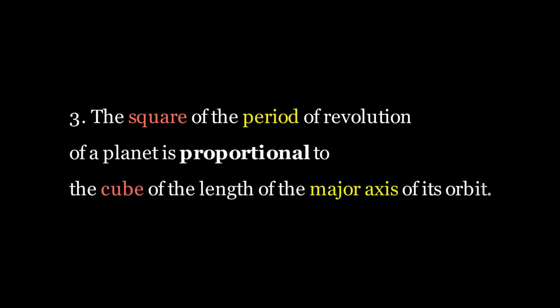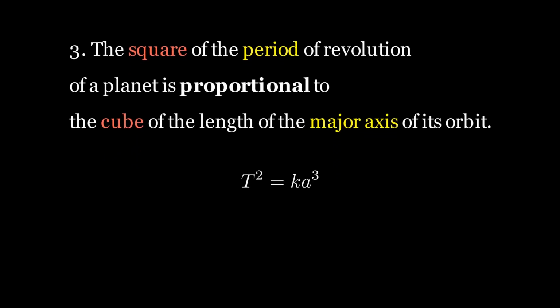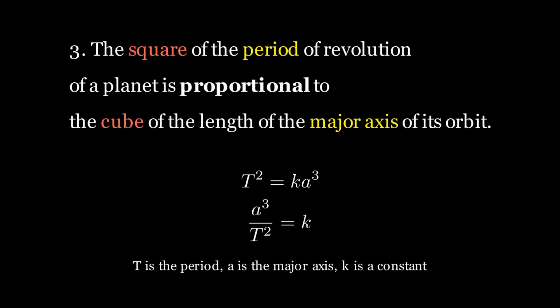3. Finally, we have Kepler's third law. It states, the square of the period of revolution of a planet is proportional to the cube of the length of the major axis of its orbit. It may be easier to express it in equation form. T squared equals k a cubed. Alternatively, this equation is equivalent to a cubed over T squared is equal to k. Here, T is the orbital period, a is the length of the major axis, and k is a constant.